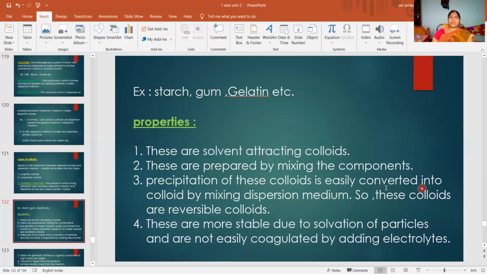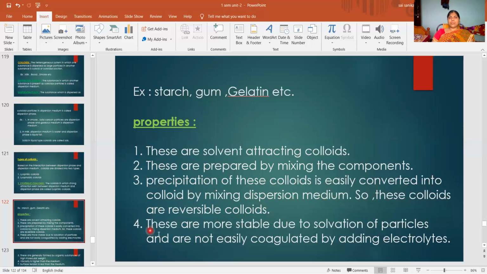So that's why these colloids are called reversible colloids. That means colloid is converting into precipitate and this precipitate is again converting into colloid by mixing dispersion medium. That's why these colloids are called reversible colloids.